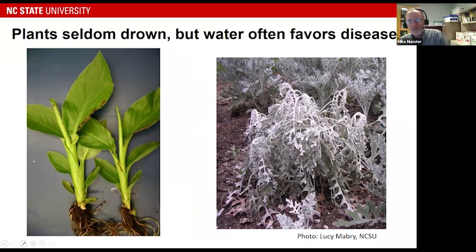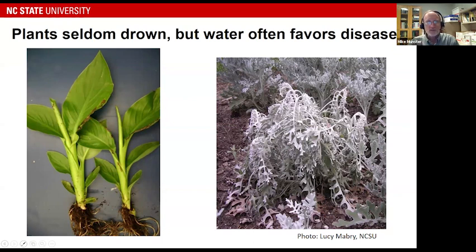Then the third point of the triangle is the environment. And one of the key factors in the environment is water. Now, plants very seldom actually drown. The roots have to be saturated with water for days, but water often favors disease. So we always tell people, don't plant a house plant in a pot that doesn't have a drainage hole, right? You're denying oxygen, too much water, and you're going to favor these disease organisms.